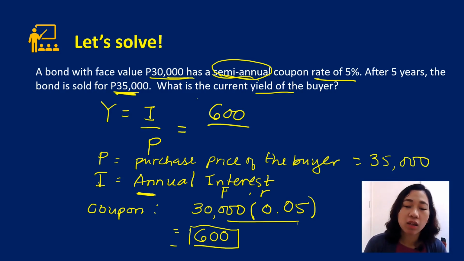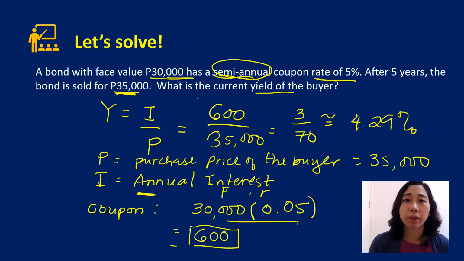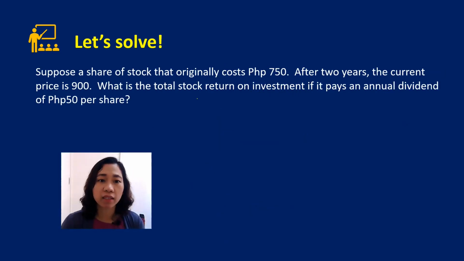So that's it. So 600 over 35,000. So that is 3 over 70 in percent form. That's approximately 4.29%. Okay? Next. Suppose a share of stock originally cost 750 pesos.